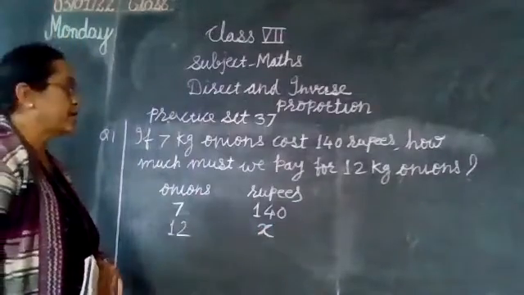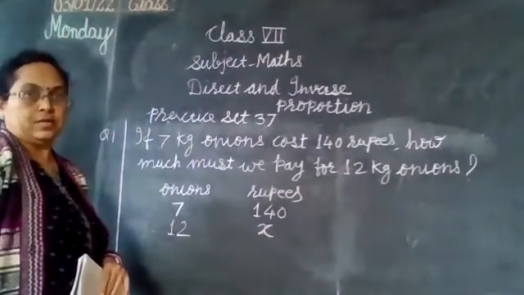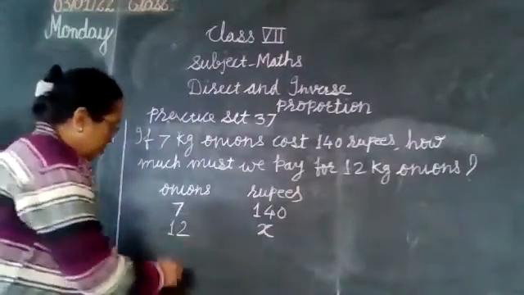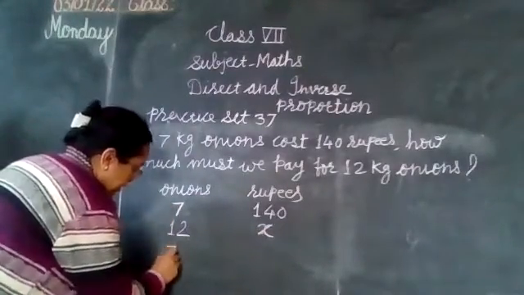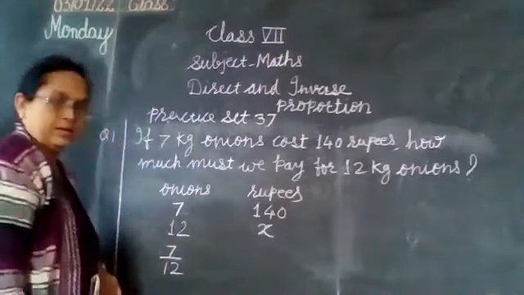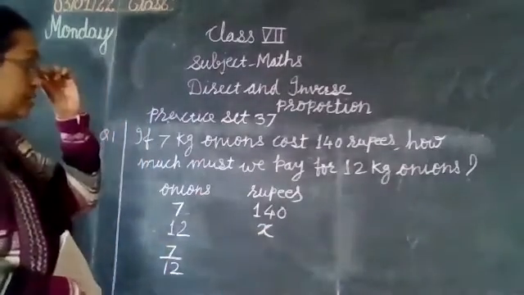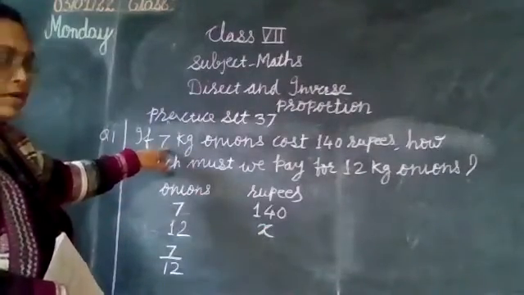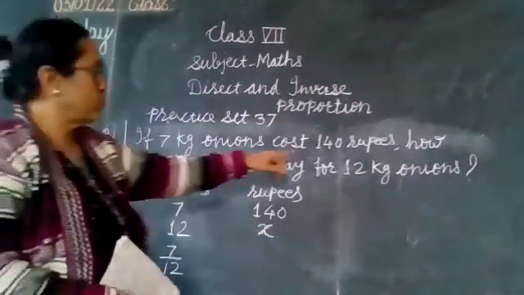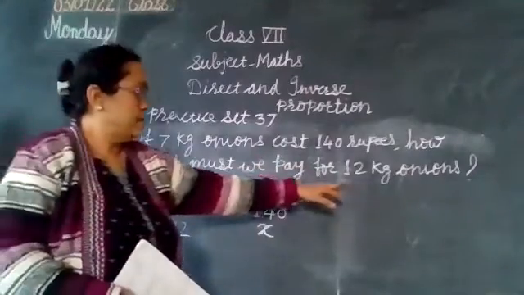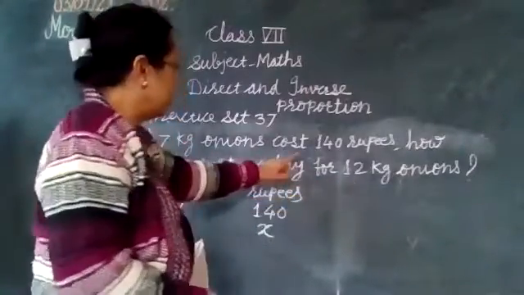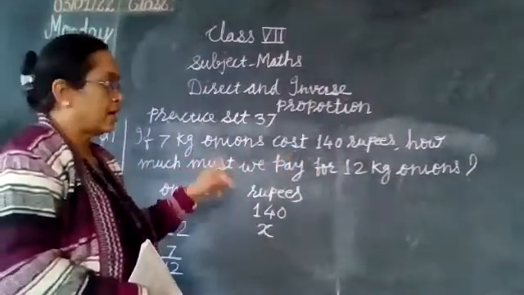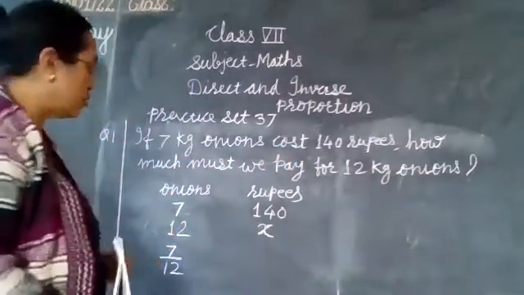Now, when we are comparing and seeing the ratio, we have to take the ratio of the same quantity. So the ratio of this quantity is 7/12. Now let us check whether it is a direct or inverse proportion. 7 kg onions cost 140. If we increase the quantity, certainly you have to pay more cost. That means one quantity is increased, another is also increasing, so it is direct proportion.